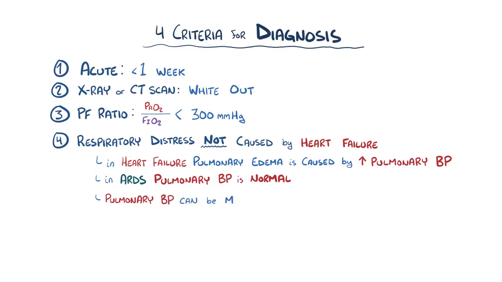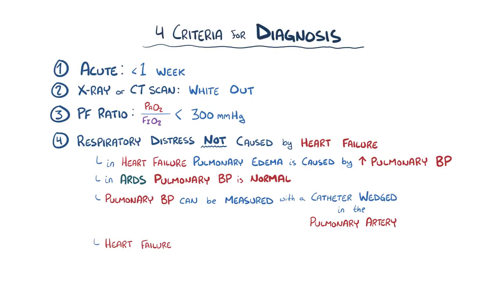Pulmonary blood pressure can be measured using a catheter that is wedged into the pulmonary artery, so a normal pulmonary capillary wedge pressure suggests ARDS rather than heart failure. Oftentimes, this fourth criteria is assessed clinically by using a cardiac ultrasound to look for evidence of heart failure.